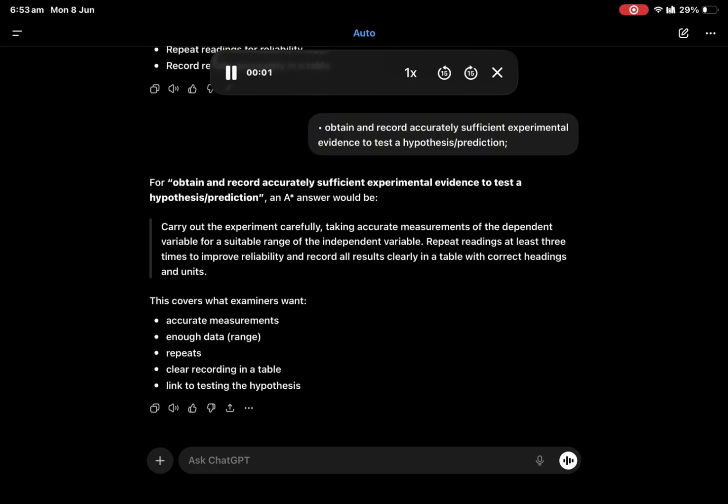For "obtain and record accurately sufficient experimental evidence to test a hypothesis prediction", an A-star answer would be: "Carry out the experiment carefully, taking accurate measurements of the dependent variable for a suitable range of the independent variable. Repeat readings at least 3 times to improve reliability and record all results clearly in a table with correct headings and units." This covers what examiners want: accurate measurements, enough data, range, repeats, clear recording in a table, link to testing the hypothesis.